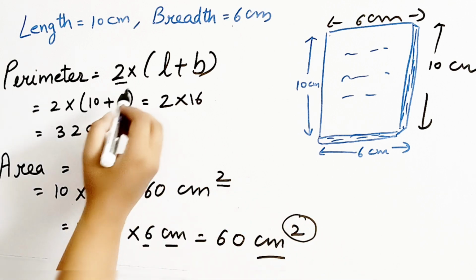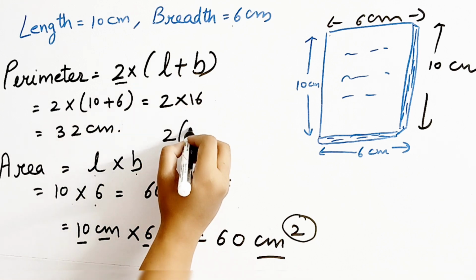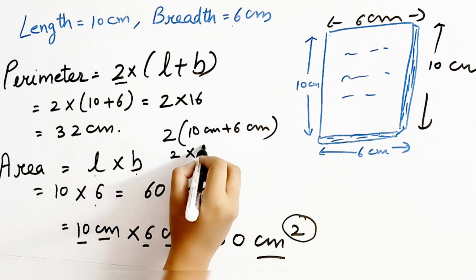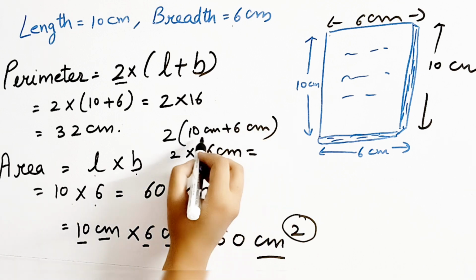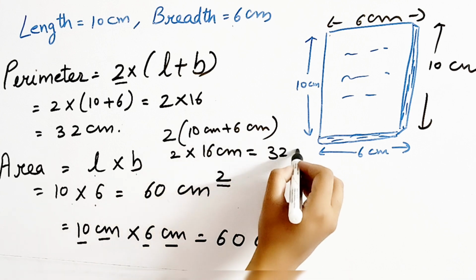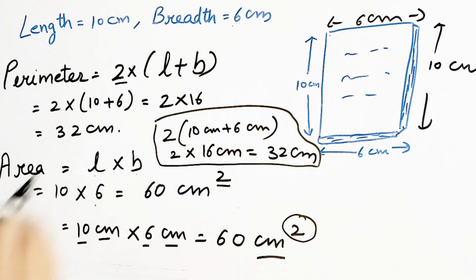While in perimeter, it's 2 into (L plus B). So we can write it as 2 into (10 centimeter plus 6 centimeter). So it becomes 2 into 16 centimeter. Because this is in addition, it's 16 centimeter, and it becomes 32 centimeter. That's why we don't use square in perimeter, but there is always square in area, whether it's centimeter square or meter square or whatever. Square will always be there if we are calculating area.